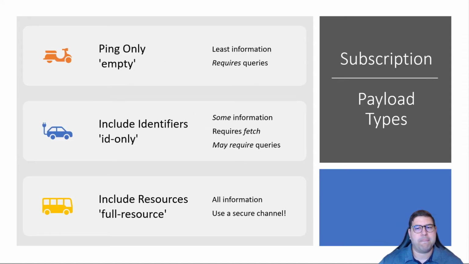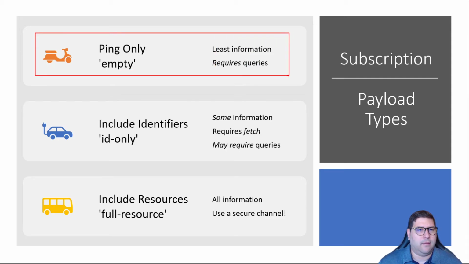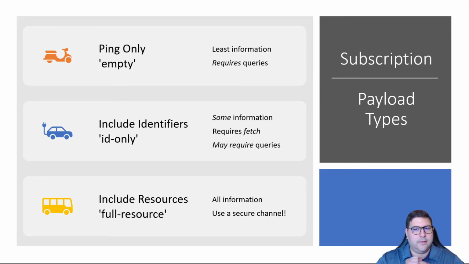So payload types. I was referring to this earlier, and it's controlling the amount of information that goes in the notification. If we start, we have this ping, an empty payload. This essentially just says something happened on your subscription, you need to figure out what it was, and that's it. Obviously, there's very little information that can leak because there's very little there.